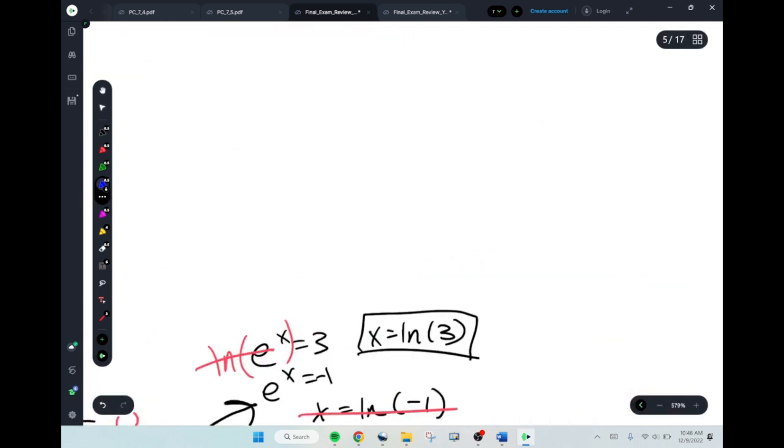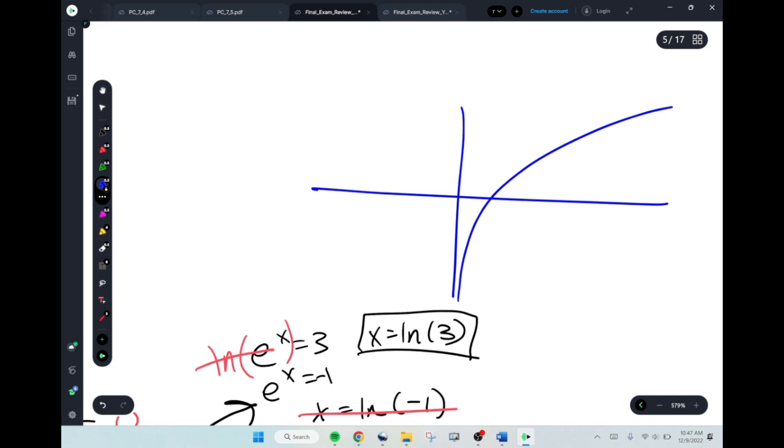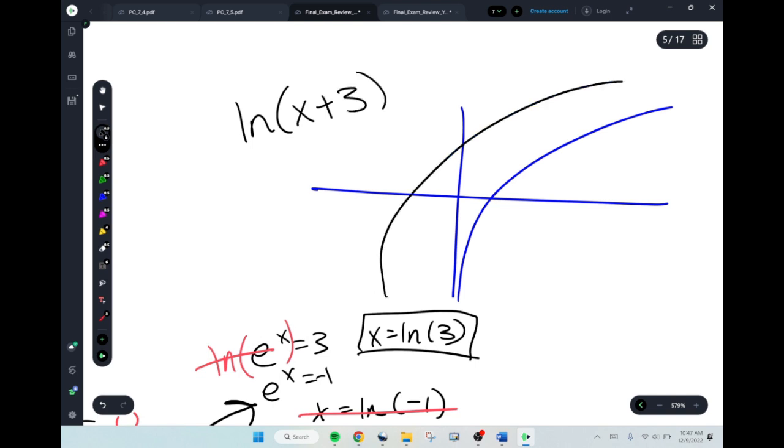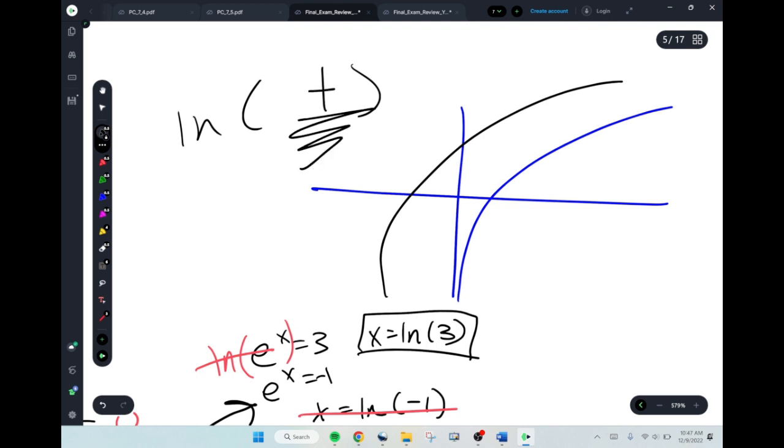That's just because the graph of log looks like that. x will never be negative, never. Now, ln of x plus 3, where it shifted over that way, can have some negative x's, but only up to negative 2, because that still leaves you with a positive in the middle. So it's not saying that the ln can never have a negative in the domain. It's saying that the inside of the ln has to be positive.